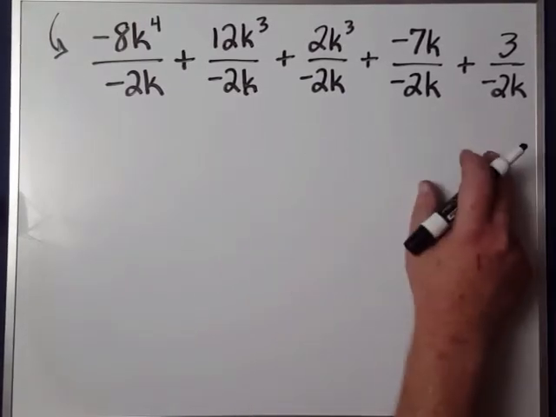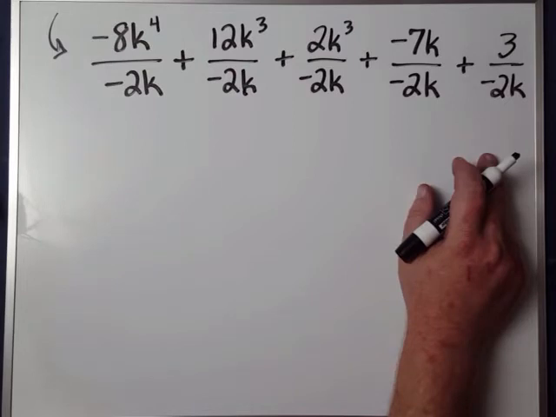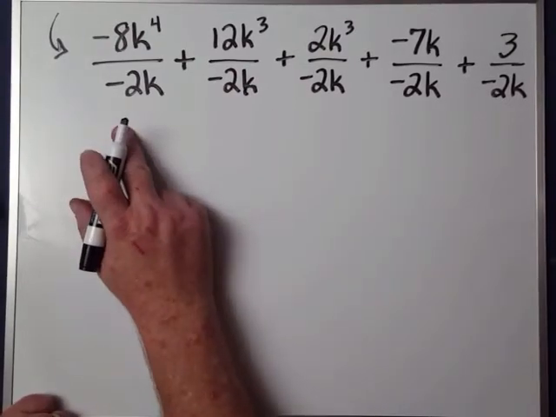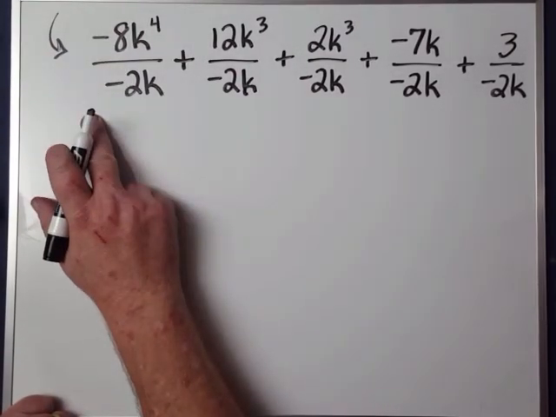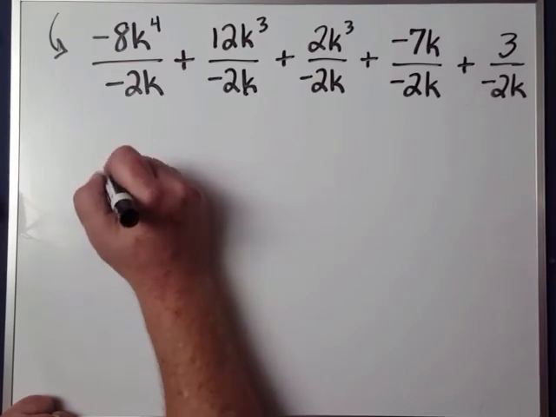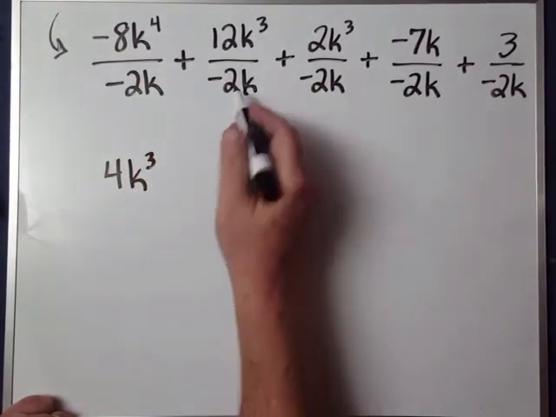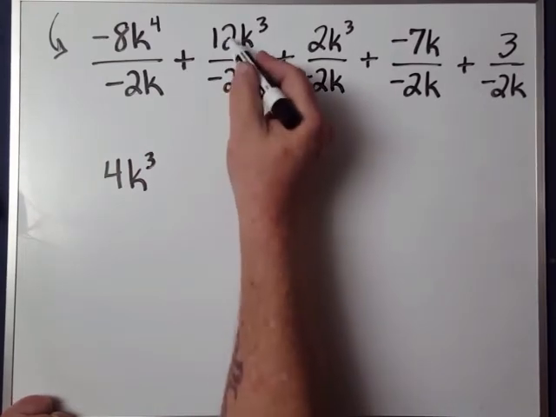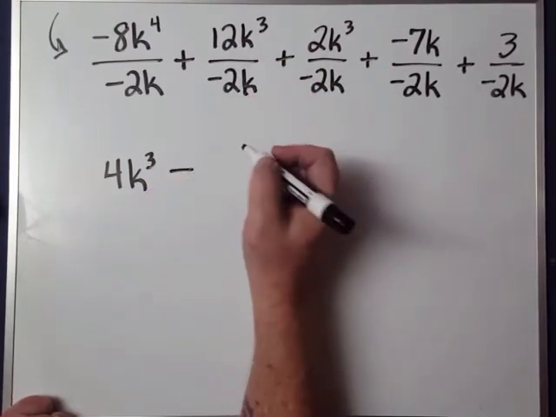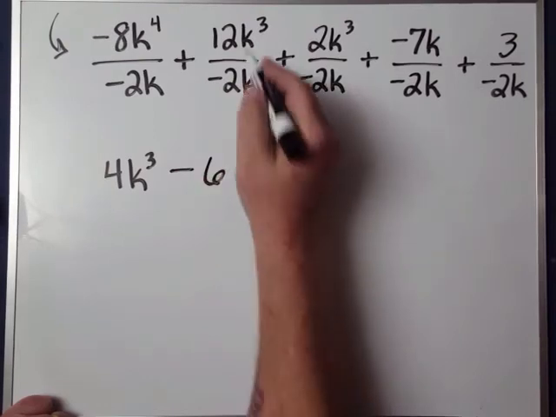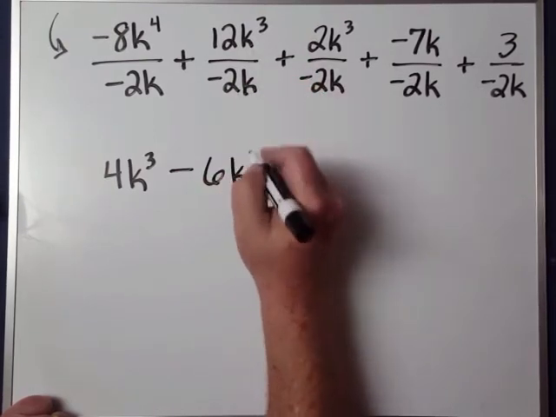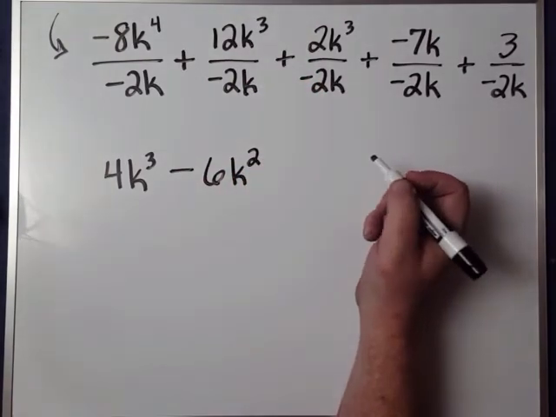Now simplify each of these 5 terms. First term, negative over a negative is positive. 8 divided by 2 is 4. K to the 4th over k leaves k cubed. Next term, positive divided by a negative is negative. 12 over 2 is 6. K cubed over k leaves 2 factors of k in the numerator.